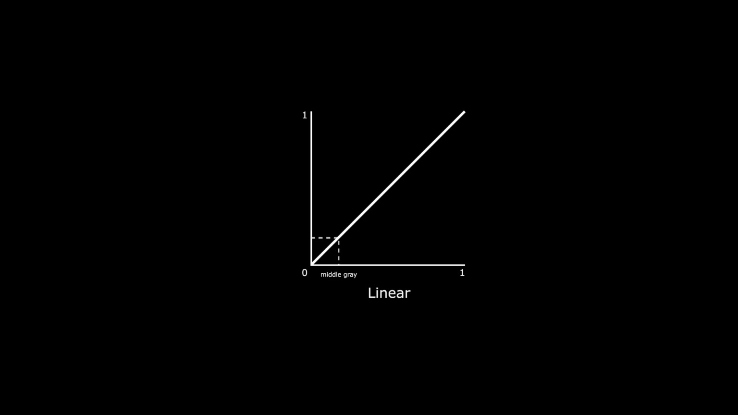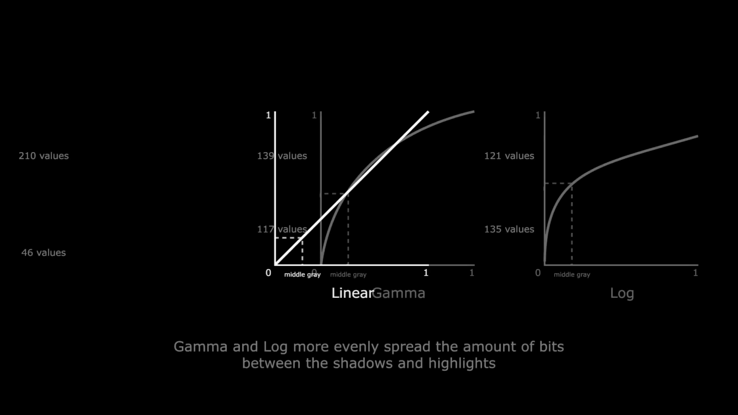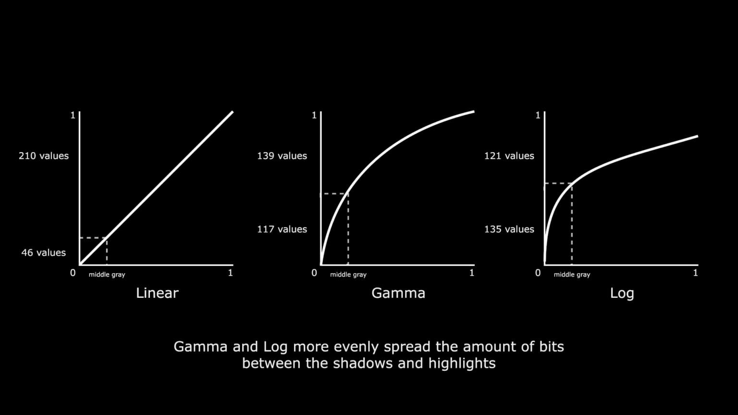On the other hand, to more efficiently store our color data in a limited number of bits, we transform the values to something non-linear, like gamma or log. However, trying to apply color operations on these non-linear colors will give incorrect results.